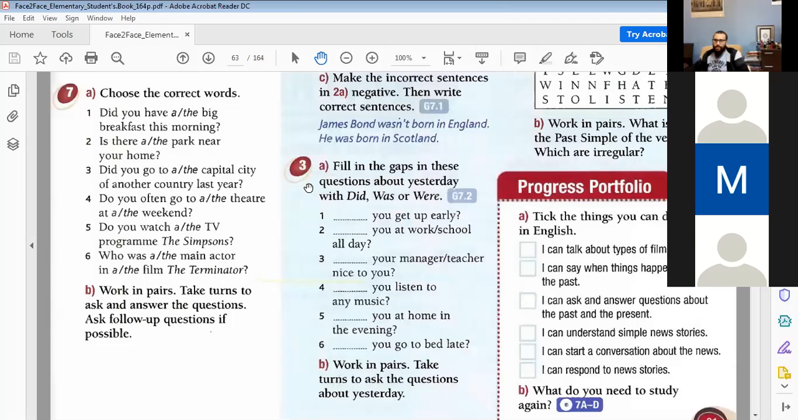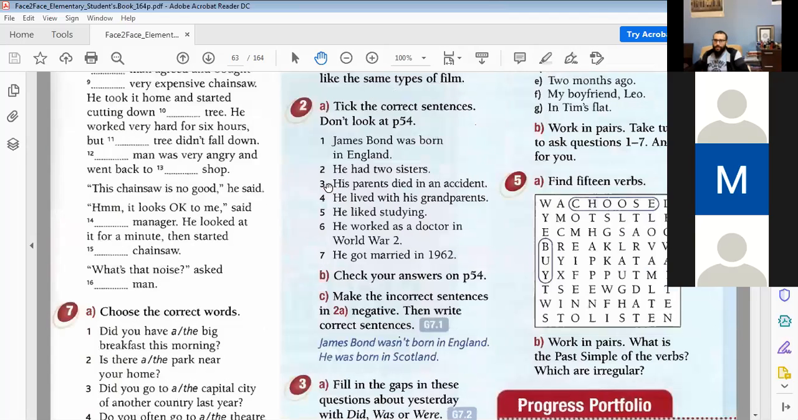Doctor, number 2, I think negative, we didn't work on negative in number 3. You're right. Make the incorrect sentences negative in number 2, then write the correct answers. Okay, at first we answered true or false. So the first one was wrong. He had 2 sisters, I think was also wrong.